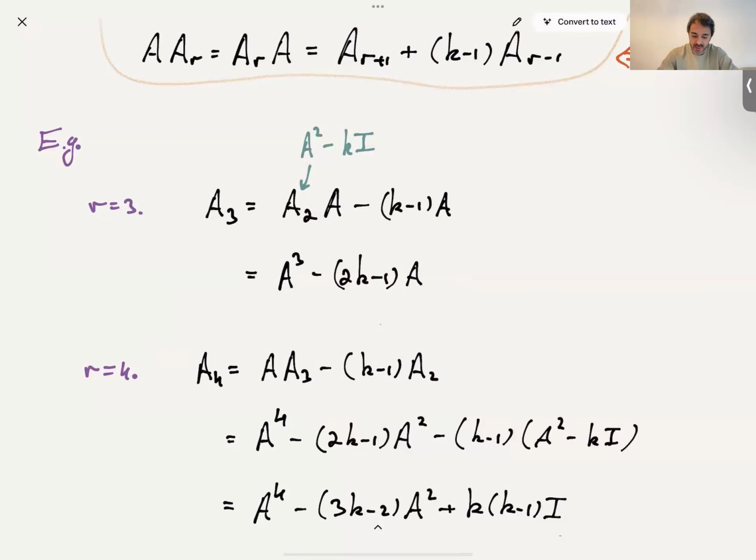So I just wrote it here, to remind ourselves of that. And let's look at how it looks for example for R equals 3. We did already 1 and 2 and 0. So what about A3? Just plugging into this recursion with R equals 2, you see that A3 is A2 times A minus K minus 1 times A1, which is A. Now A2, we already did, is A squared minus K I. So plugging it here, you get A cubed minus (2K minus 1) A.